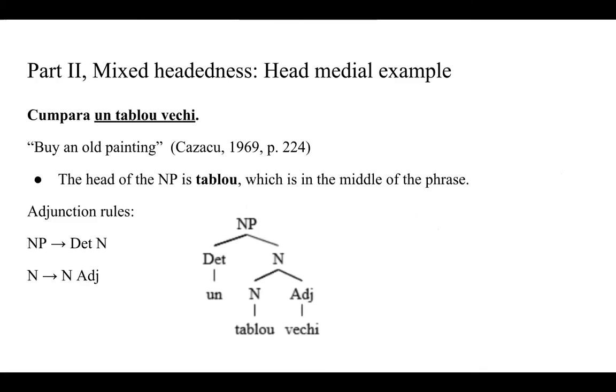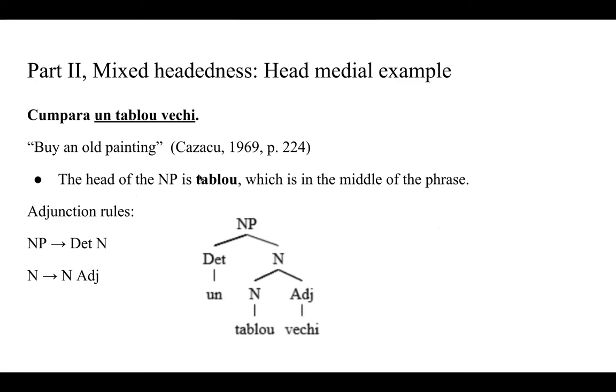Now we'll be discussing typology in Romanian syntax. Romanian is a mixed-headed language. Here we see an example in which the head is actually placed in the middle of the phrase. Cumpăra un tablu vechi. Buy an old painting.